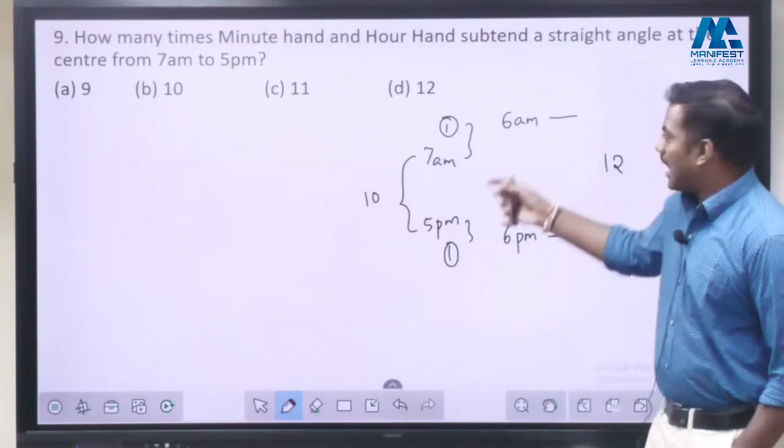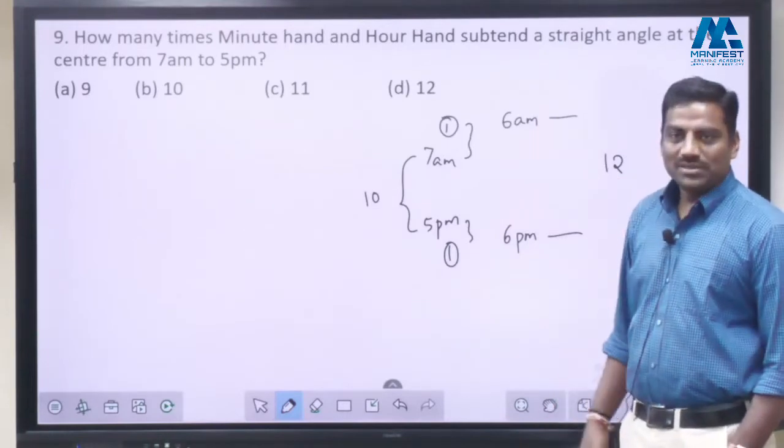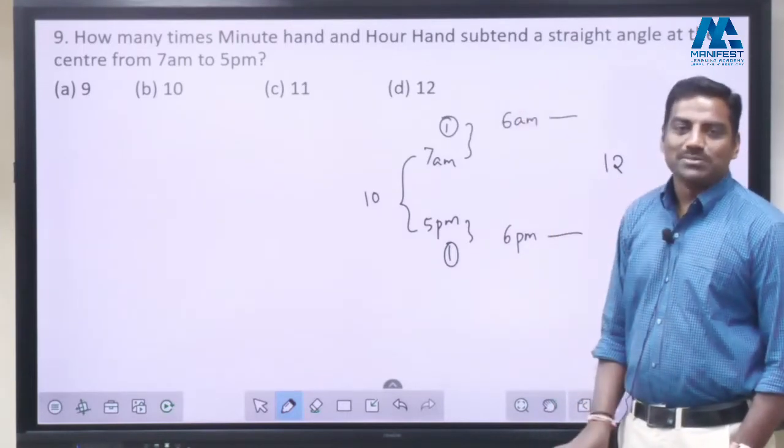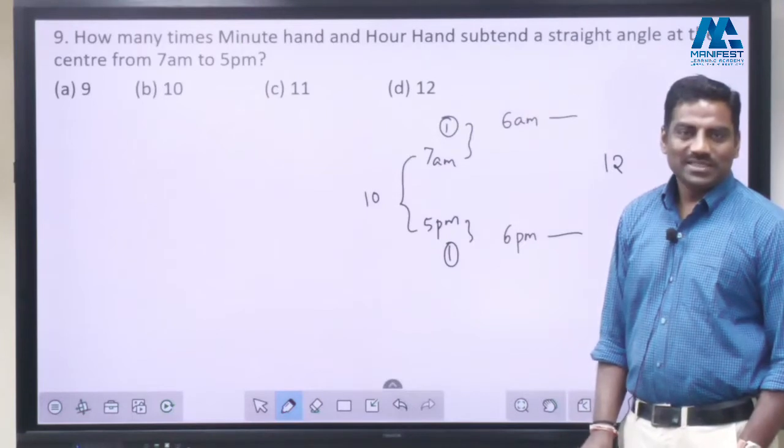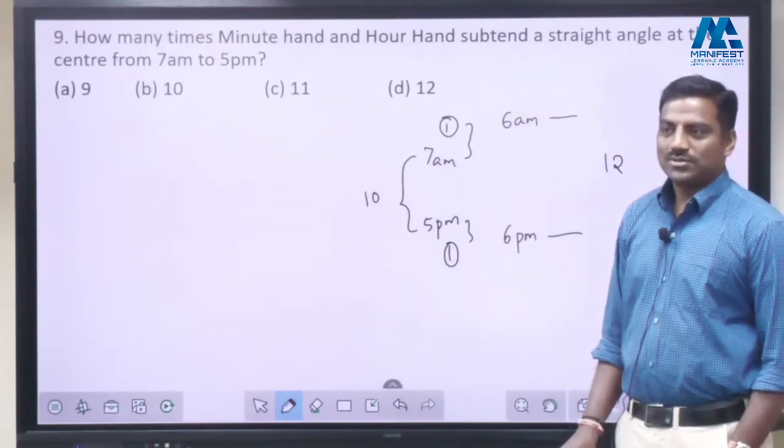See, it is as good as calculating between 6 a.m. and 6 p.m., leaving out 6 a.m. and 6 p.m. themselves. Yes? So 10 times. No issues.